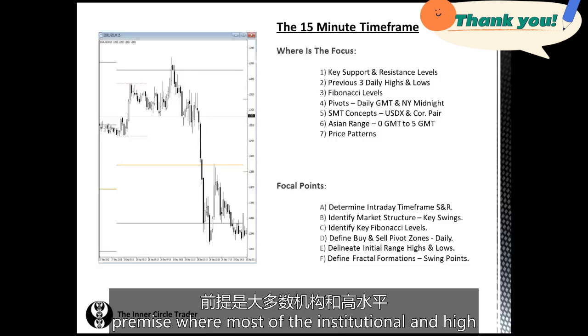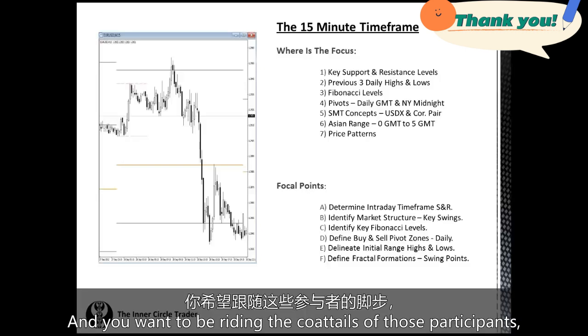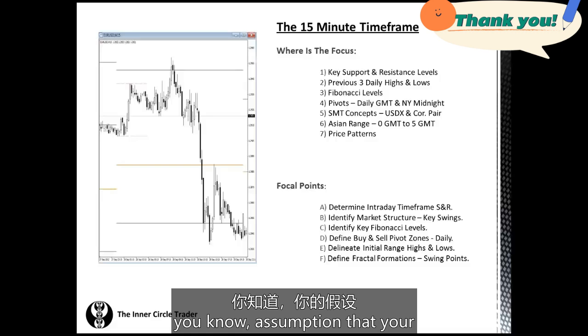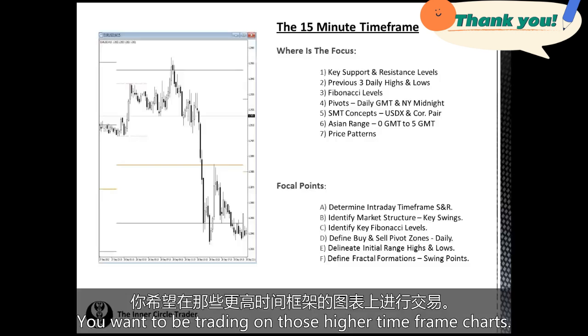where most of the institutional and high-level banking flows will be moving the market anyway, and you want to be riding the coattails of those participants, not just getting in there, throwing the dice, hoping to be right on the assumption that your chart may be indicating. You want to be trading on those higher time frame charts. Okay.